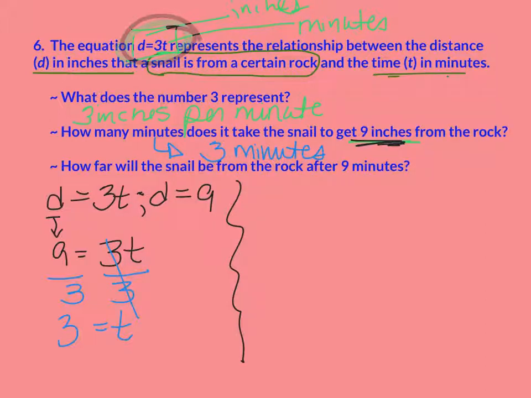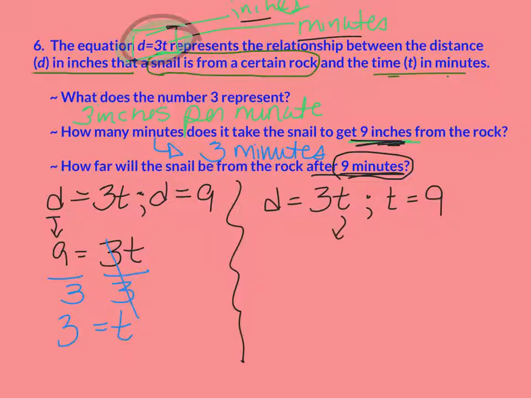Okay, next one. How far will the snail be from the rock after 9 minutes? So in this case, it gives us the 9 minutes. So we are still using the exact same equation and substituting in. So you've got d equals 3t. I'm going to separate the 2 parts with a semicolon. 9 minutes. So is that the distance? Distance is in inches. Clearly not. It says minutes. So that means it's going to be t for time. So t equals 9. Now wherever I see a t, I'm going to substitute in a 9.